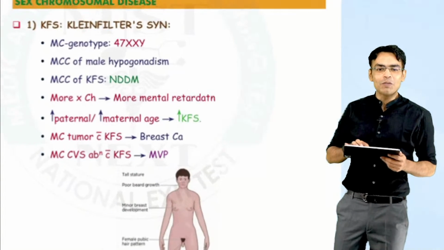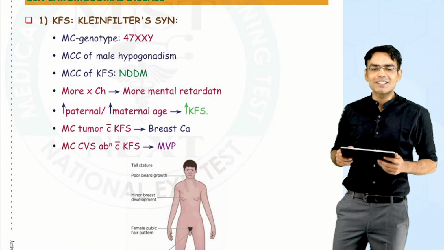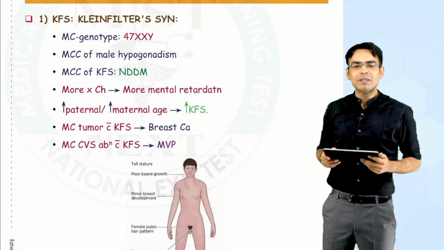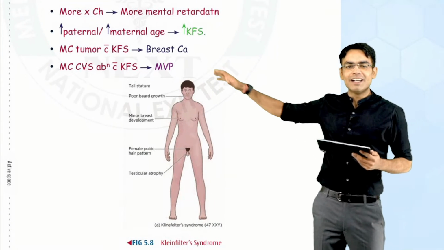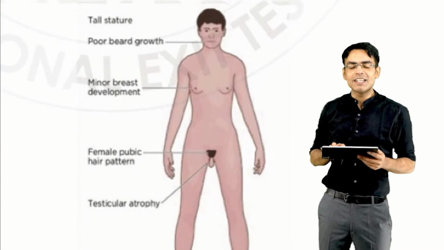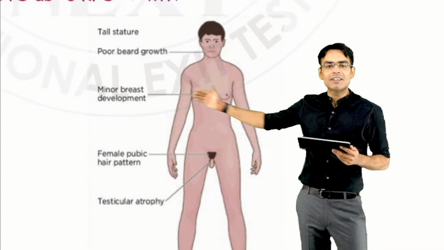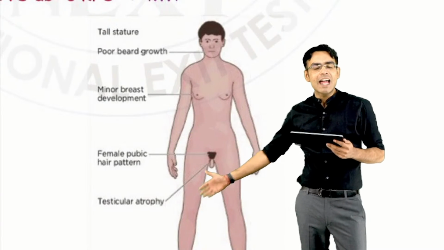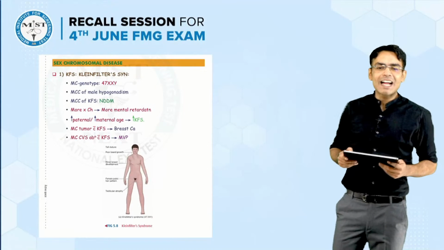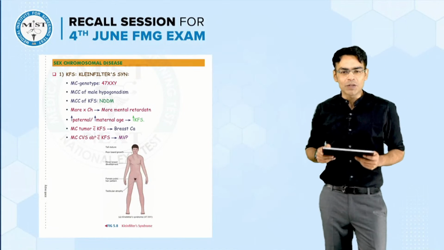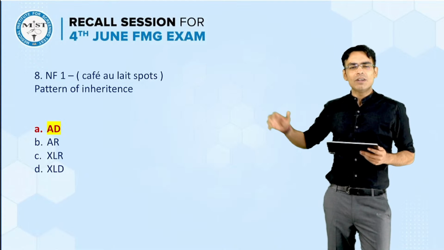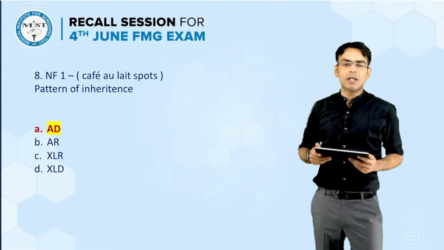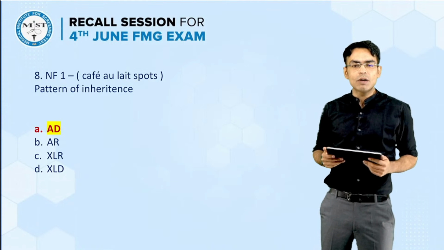Now this again, we have done in our classes. You can see the most common genotype is this, the most common cause of male hypogonadism. And we have written already that in this image you can see there could be minor breast development, less pubic hairs or a female pattern of pubic hairs, and testicular atrophy. So these are the exact words they have used in the exam, and I hope you people were able to solve the questions. Now this question, students were not able to give me the proper scenario which they have mentioned in the exam.